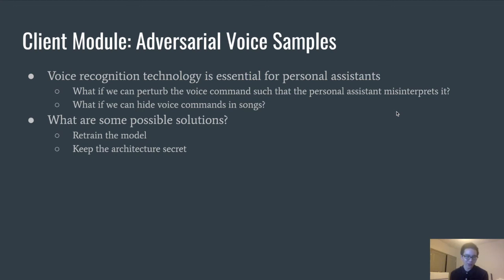If we perturb the voice command such that the personal assistant misinterprets it, so if you're saying something like, add $5 to my bank account, as a hacker, I could slightly tweak the voice waves so that it sounds more like, take $5 out of my bank account and put it into the hacker's account. And you can do the same thing with songs, which are a lot harder to detect. The solutions are to either retrain the model and fix it, or to keep the chatbot architecture secret.